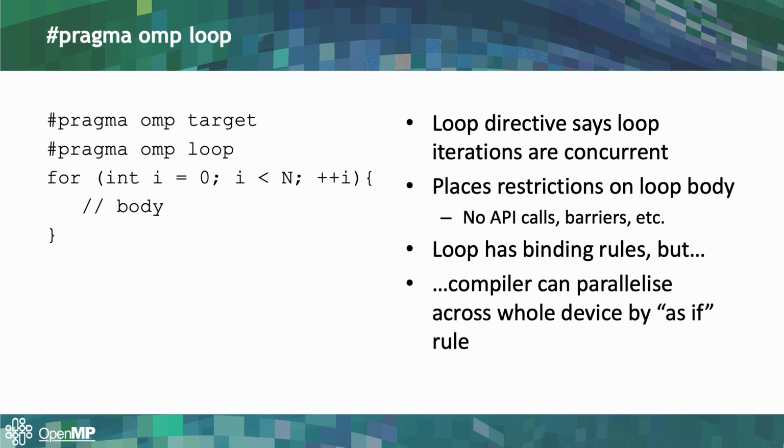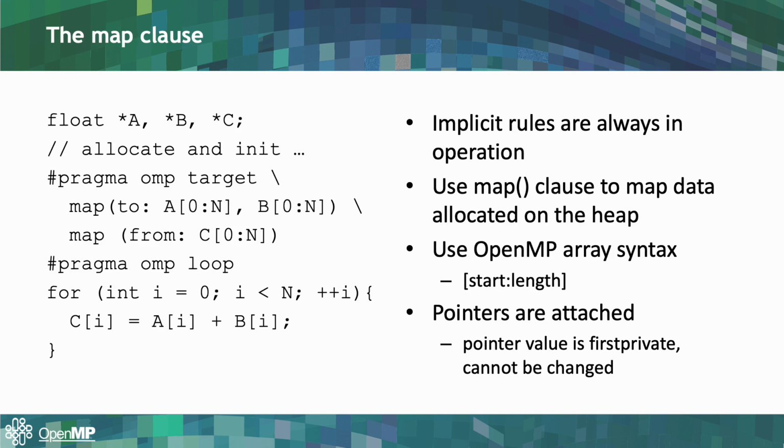But unfortunately, most applications use the heap to allocate the data. They call malloc, that sort of thing. So we need one more piece of the puzzle in order to get our heap allocated data onto the device. Now, I said a little bit about this a couple of slides ago, but in order to get that heap allocated data onto the device, I need to use the map clause.